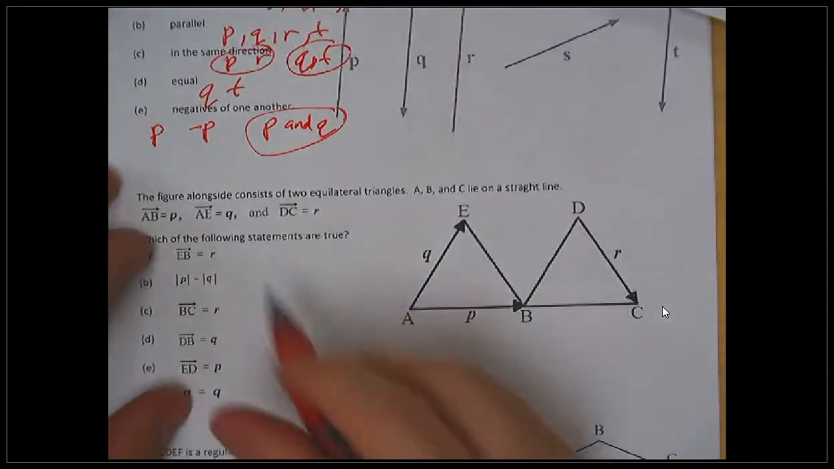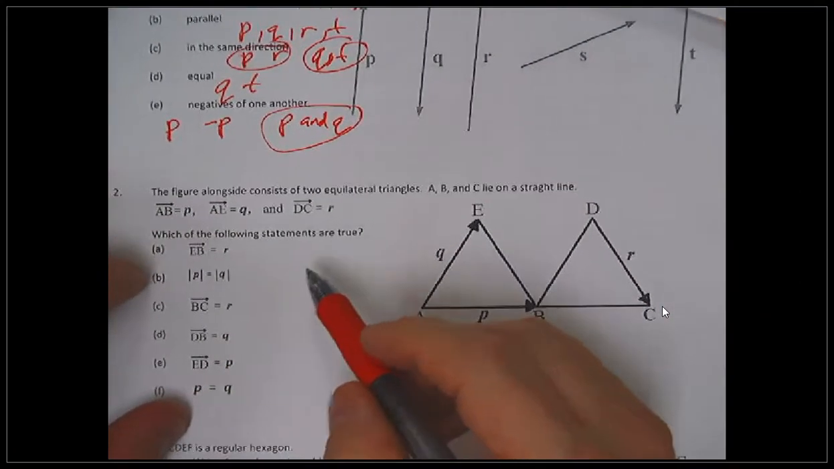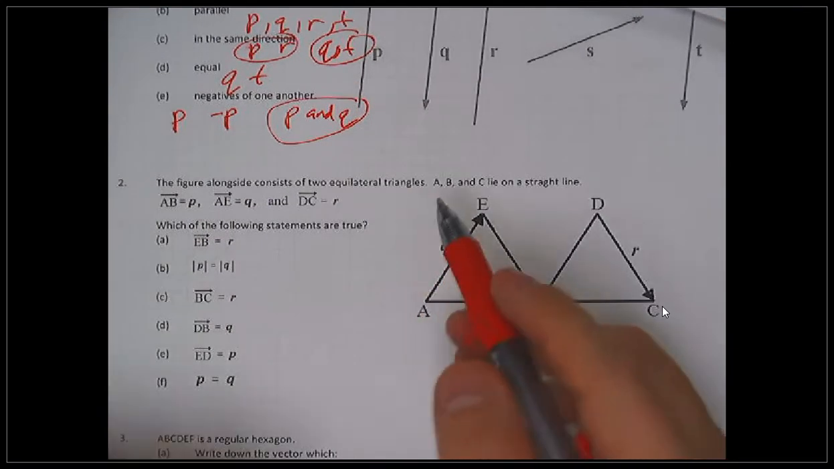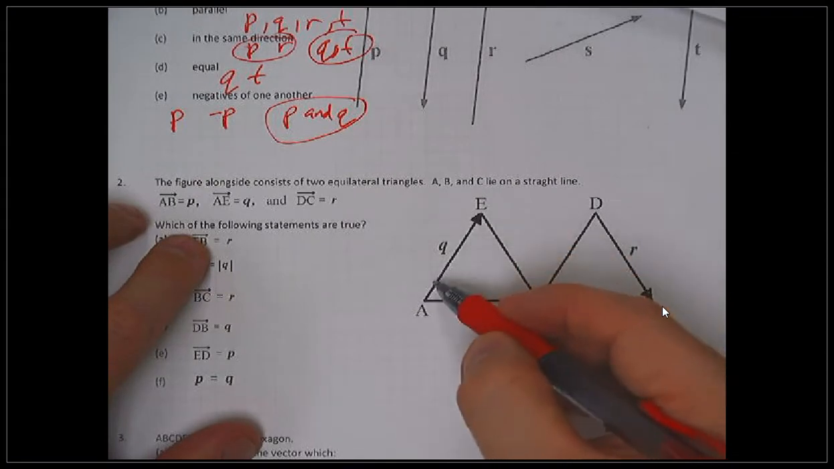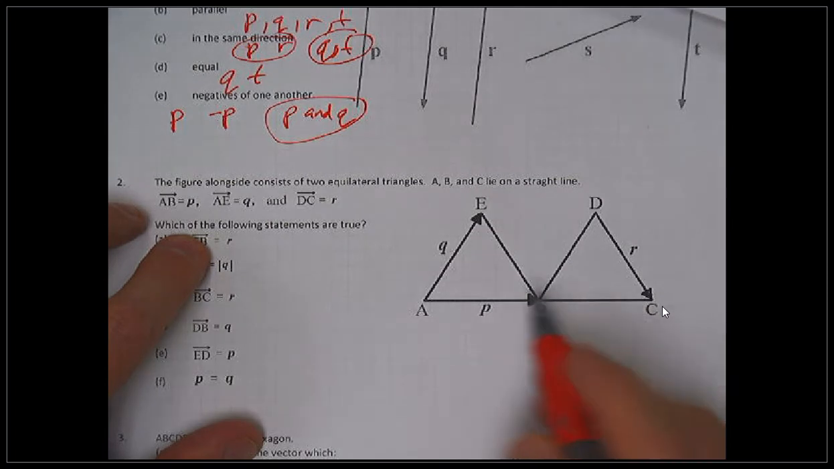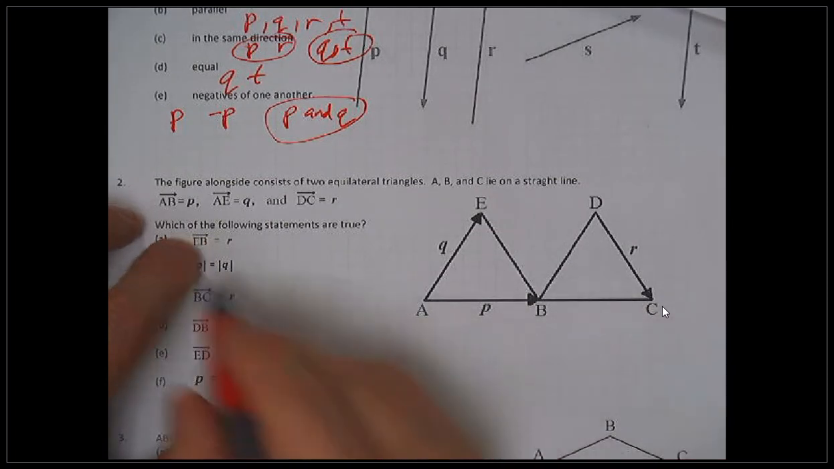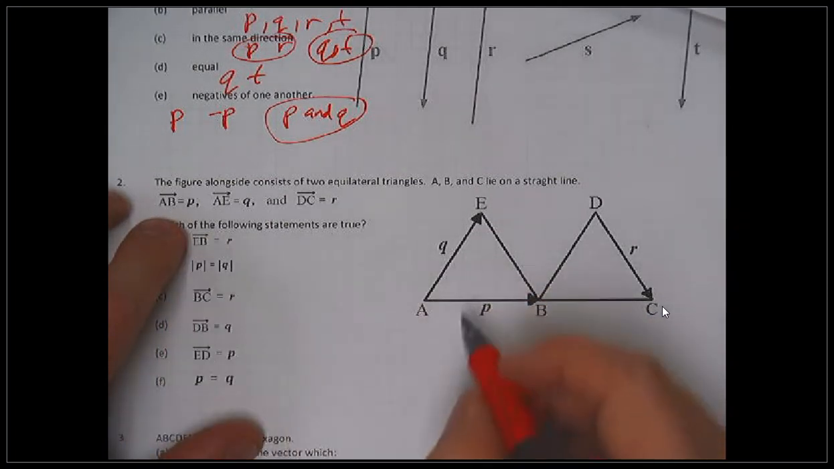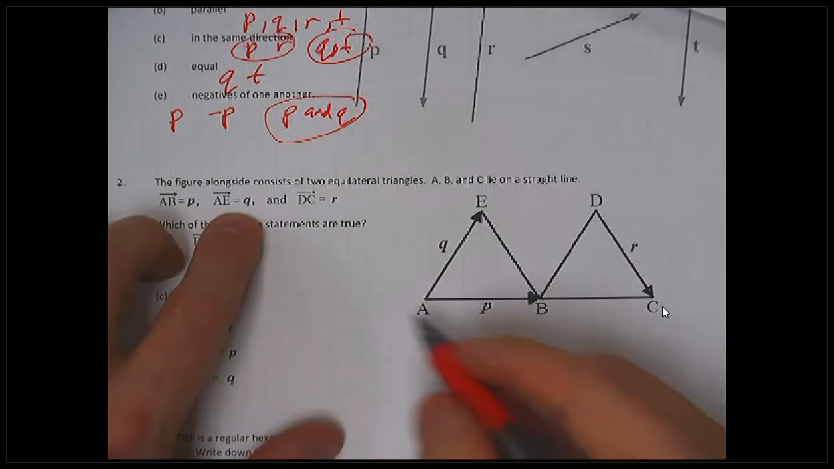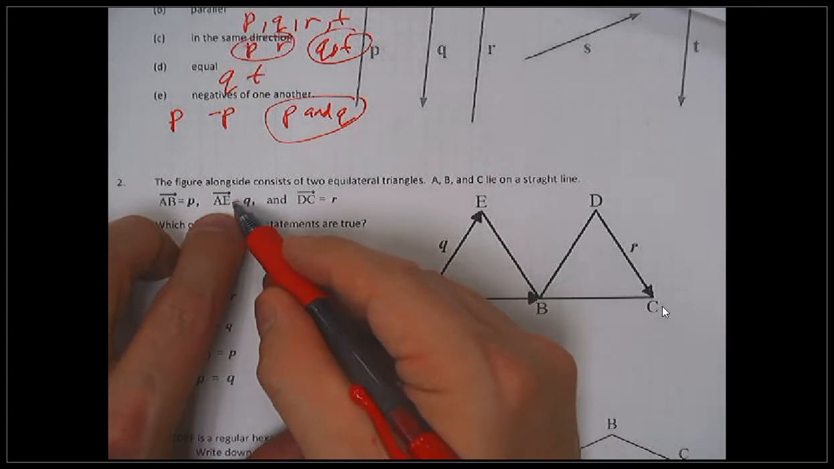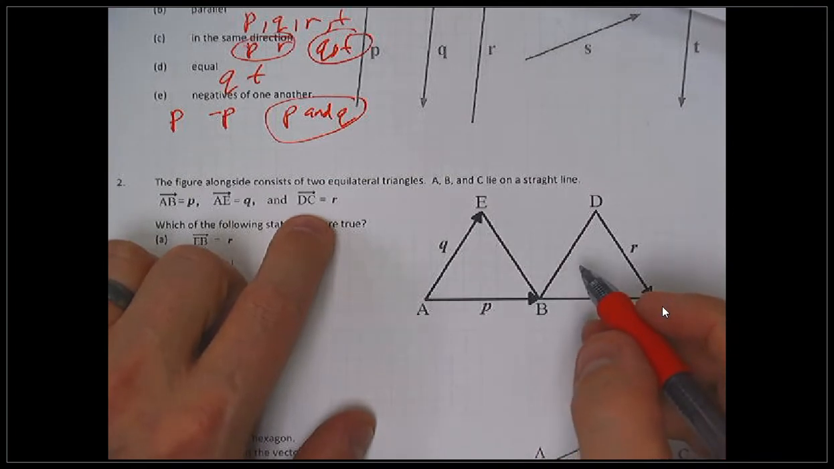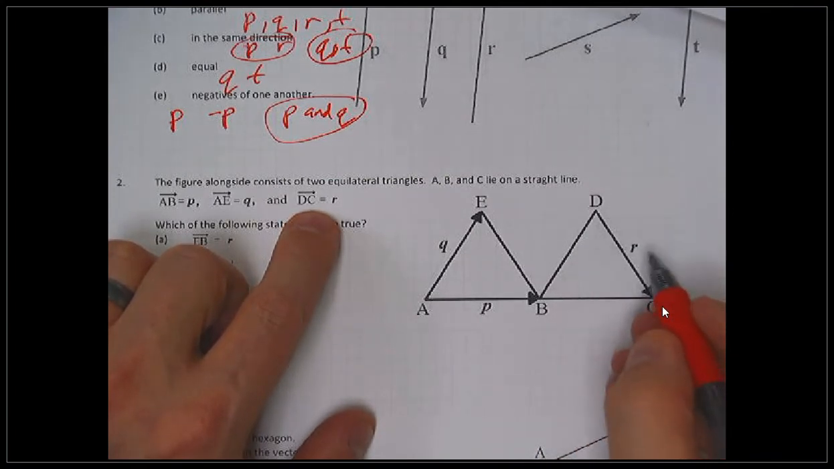Let's look at the next one. For the following problem, it says the figure alongside consists of two equilateral triangles. Equilateral triangles means that the lengths of all of the sides are the same length. And then we have A, B, and C. They all lie on a straight line. And then this length here, AB, is represented by vector P. We have this vector AE, which is represented by vector Q. And we have vector DC, which is represented by vector R.